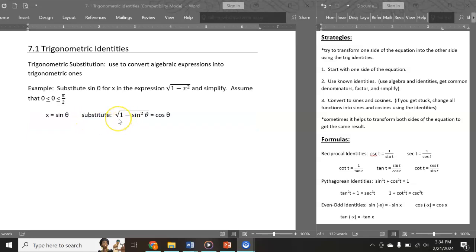When I substitute it in, I get the square root of 1 minus sine squared theta. Now 1 minus sine squared theta reminds me again of a Pythagorean identity. And actually, if I solved this for cosine, I would get the square root of 1 minus sine squared theta, because I would subtract the sine squared to this side, and then I'd do the square root to get cosine alone. So this expression is just equal to cosine. So my final answer for this example is just cosine theta.